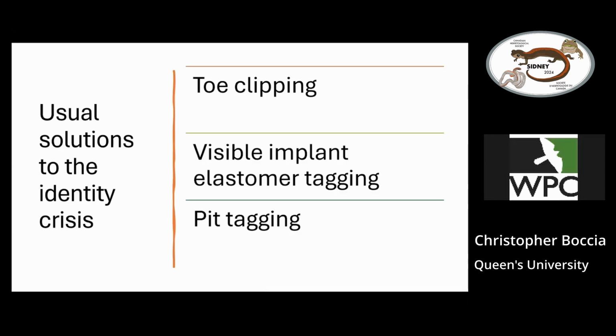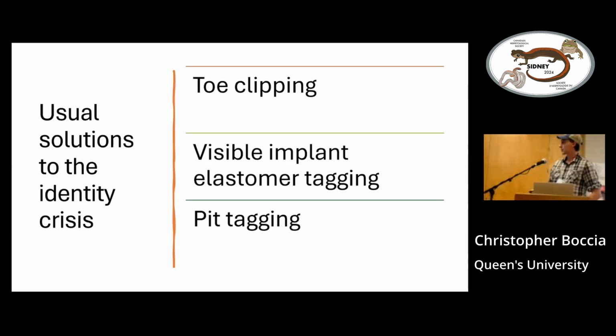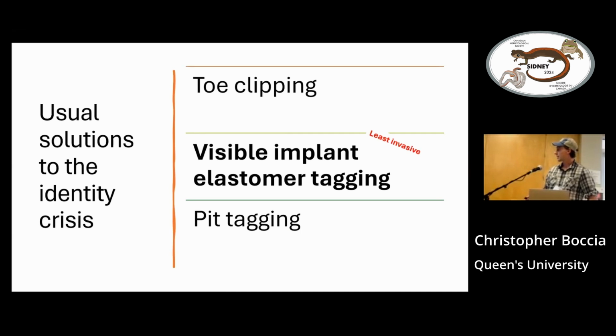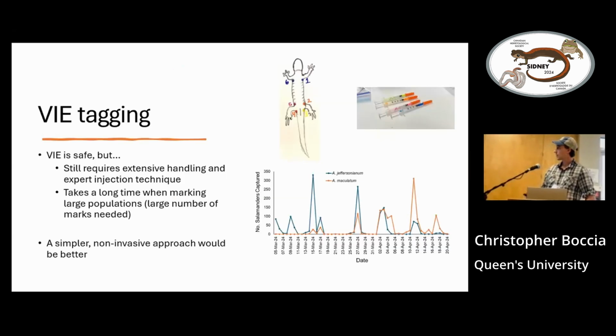The usual ways that people have gone about this with salamanders like this in the past for individual identification are toe clipping, visible implant elastomer tagging, and PIT tagging. For this project, we've been doing VIE tagging because it's the least invasive of these. Toe clipping has been shown to have negative survival consequences, and PIT tags are fairly large, and it has been done for some movement studies, but you don't necessarily want to do it to every individual in a population. So VIE is really quite a good, safe technique.